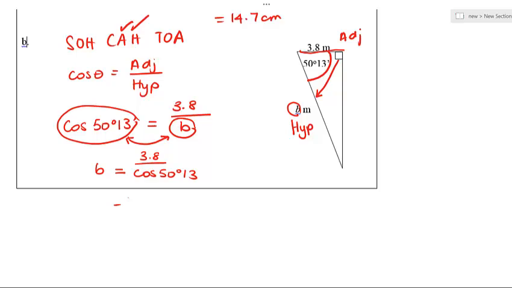On the calculator, you input that given information, and your answer should be 5.93855663, and the question wants us to round off to one decimal place, so it's going to be 5.9 meters. So that's your final answer. In the next video, I'm going to show you how to solve for unknown angles using the trigonometric ratios.